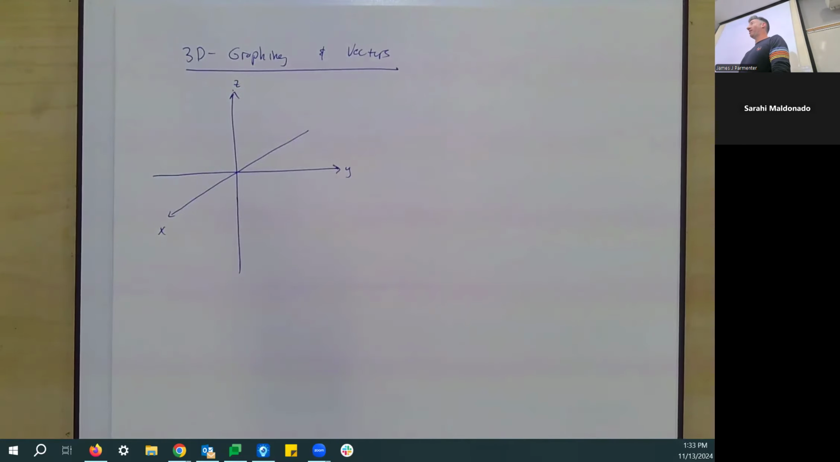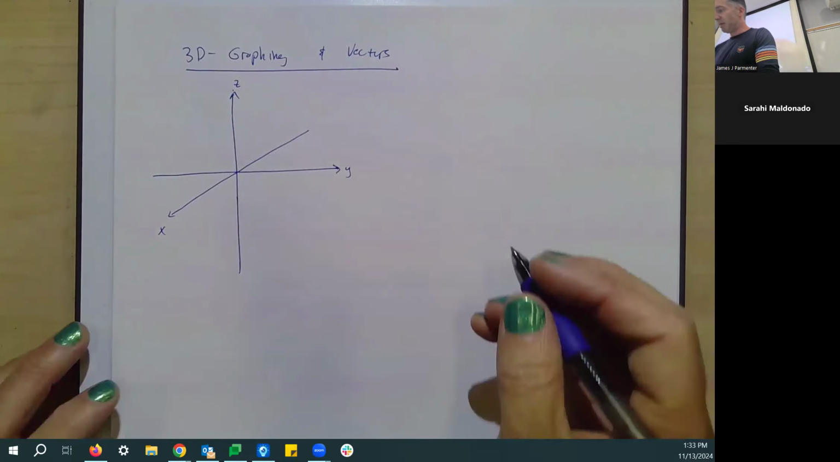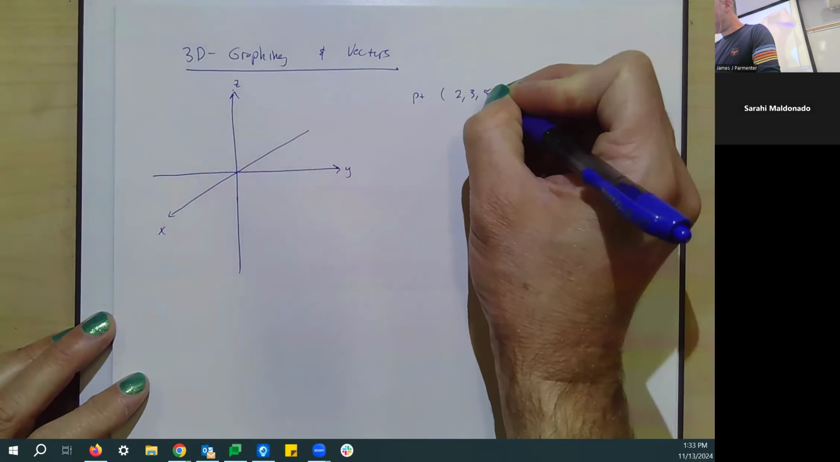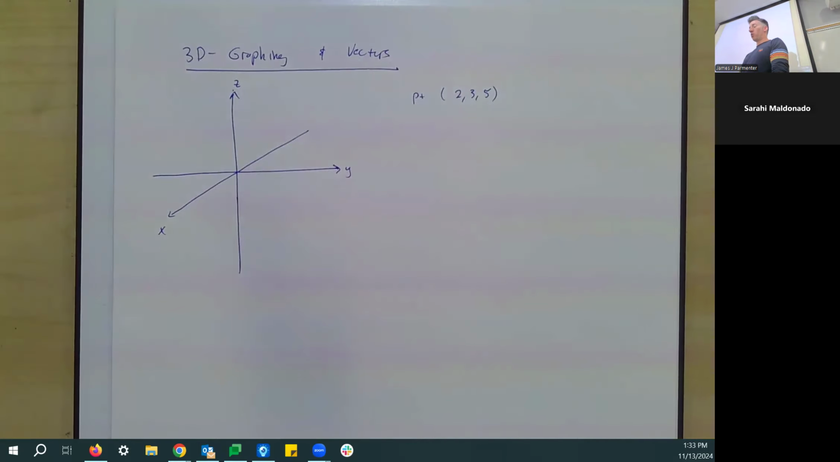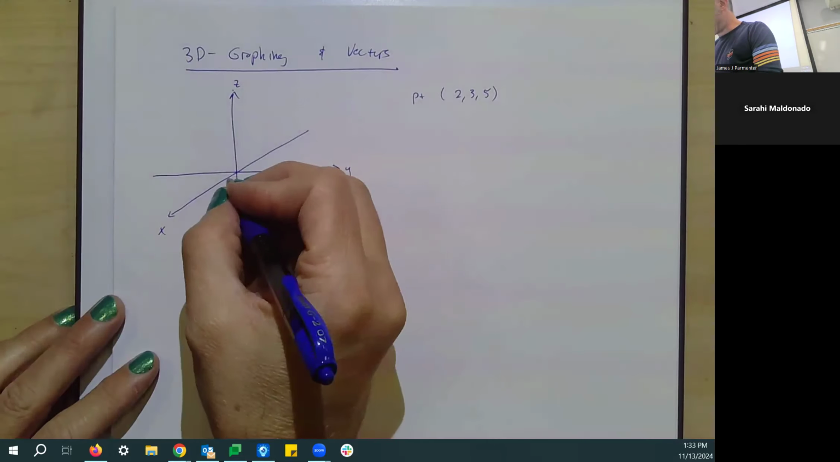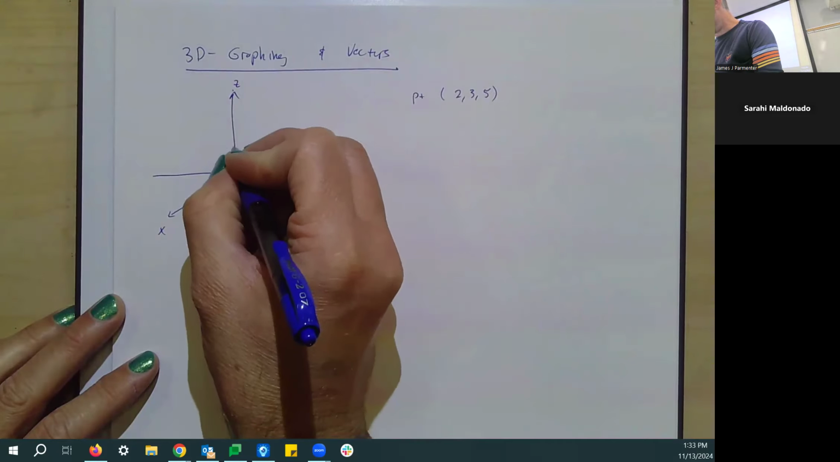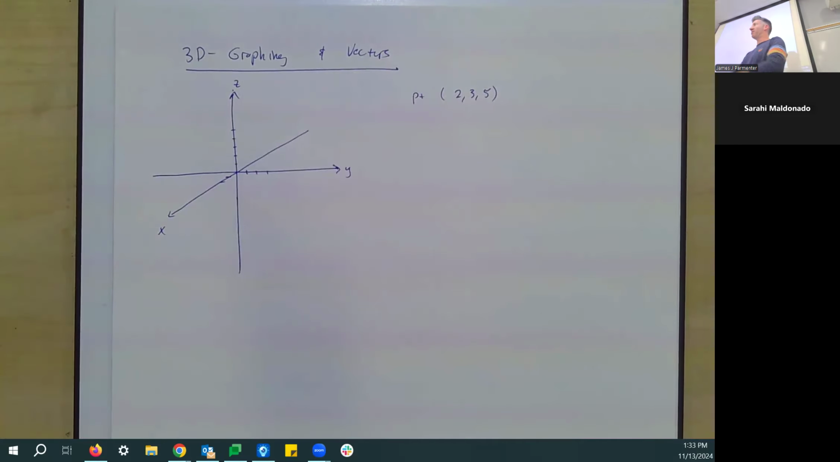So if I wanted to plot a point in space, like the point 2, 3, 5, we're going 2 in the x direction, so 2 towards you, 3 in the y direction, so 3 to the left, and then 5 up. And you can do that in any order you want. The way we often do this is by drawing the box that has the point you're looking for as the corner opposite the origin.